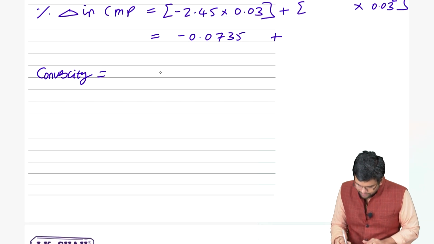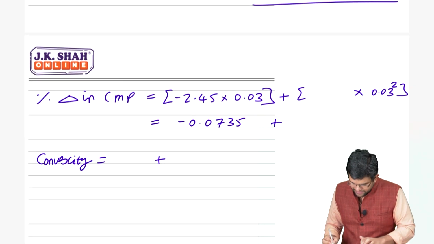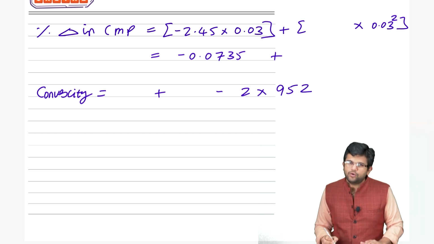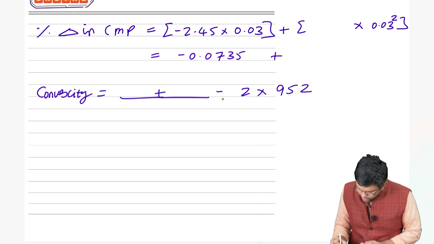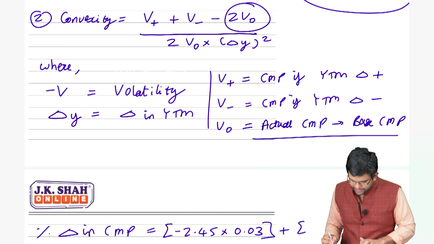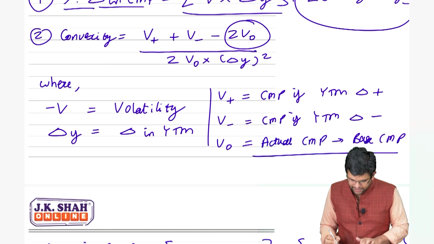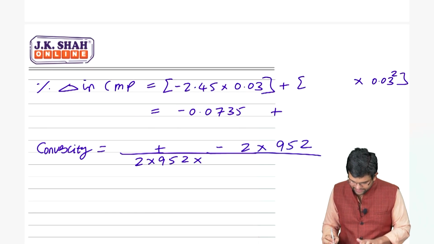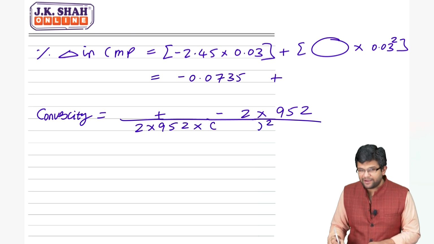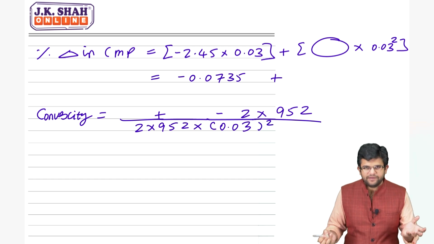So I'll just write that down first, okay? So it is something plus something, okay? This V plus, V minus, and then minus 2 into 952. Do you understand? 2 into 952, the whole divided by, children, it is 2V0 again. So I'll write down here 2 into 952 into, and now they are saying delta y square. So now in this bracket, of course, students, delta y square means it is 0.03. That is the delta of YTM, 3% we're changing, right?